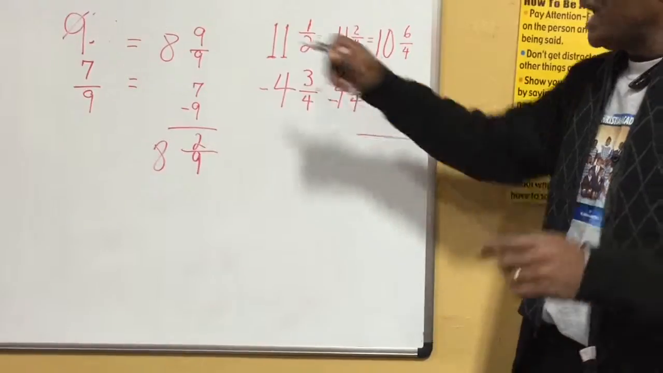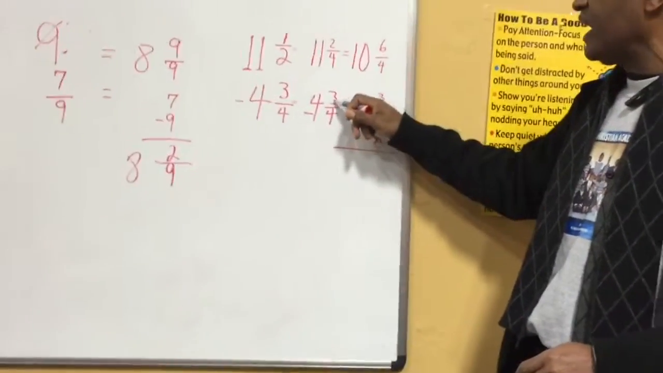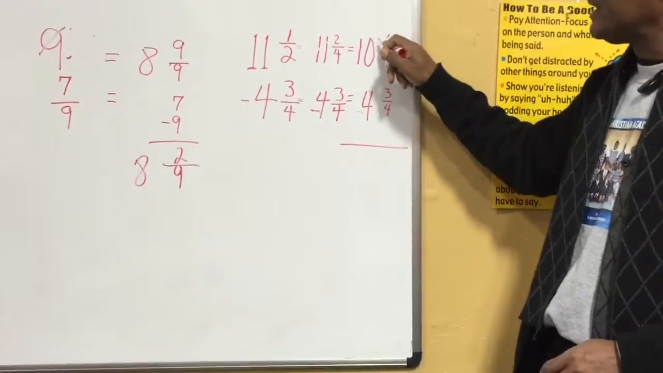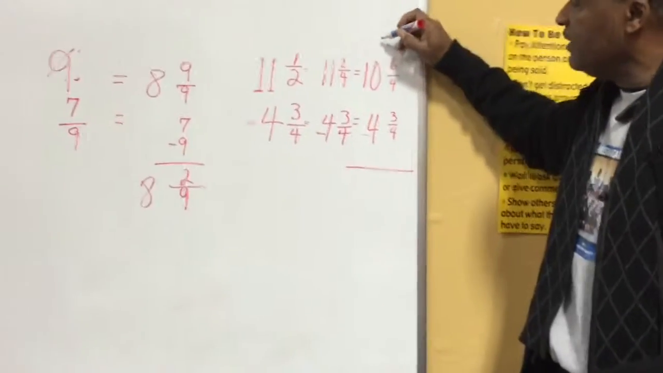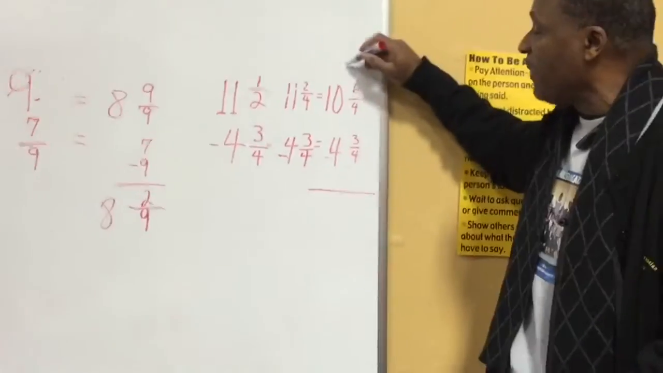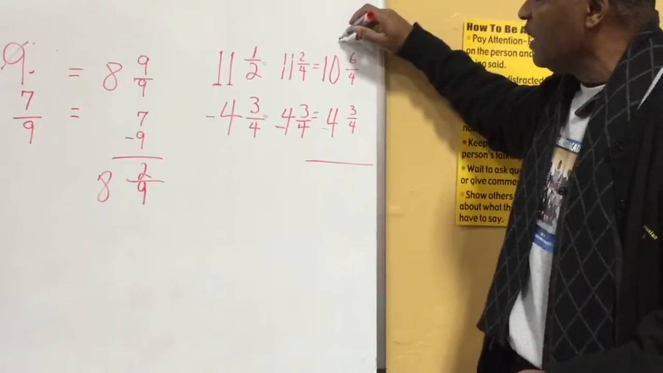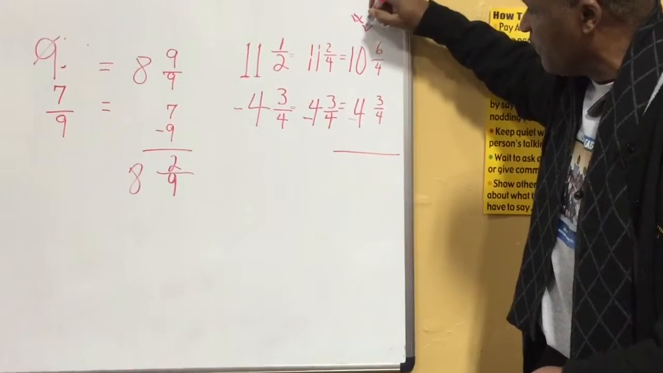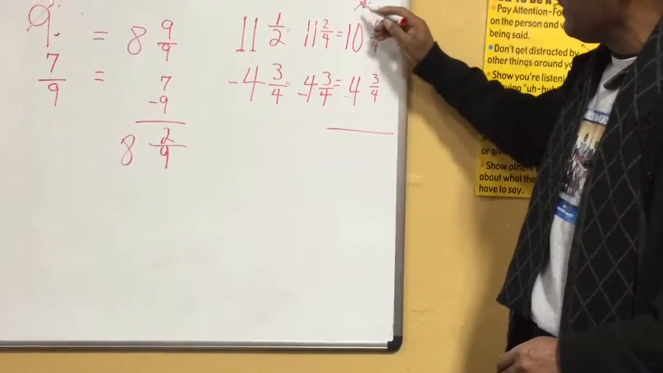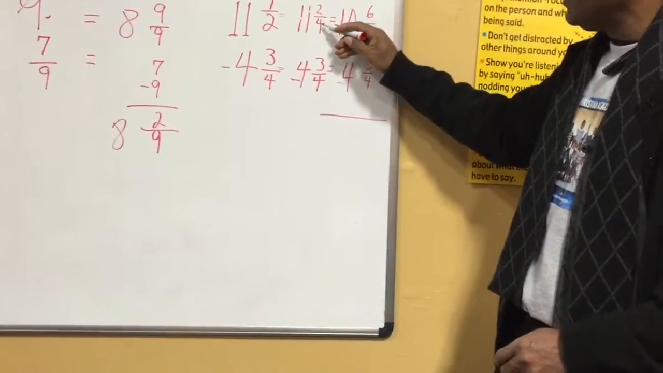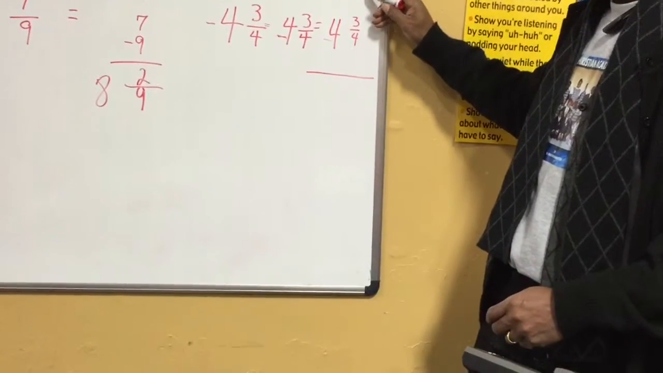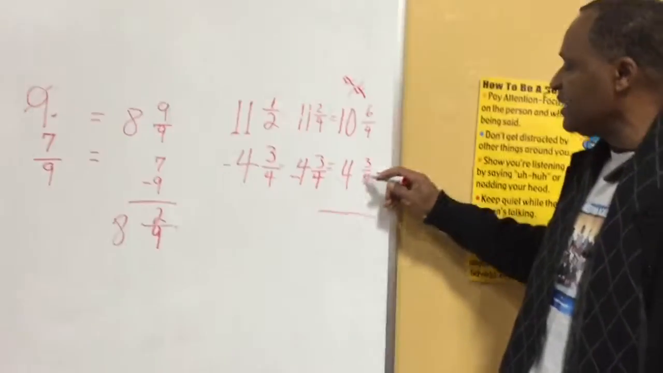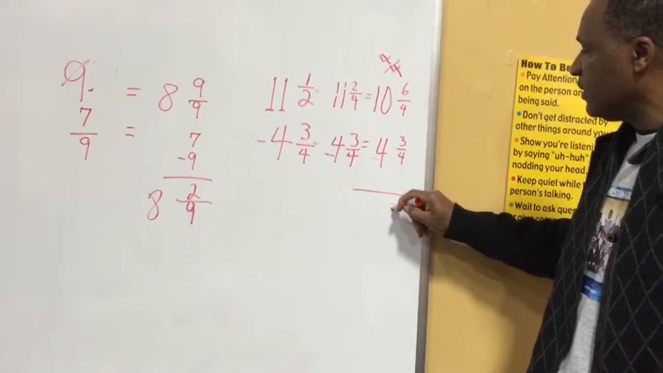Then we're going to do the same thing we did over here. We're going to borrow because we can't take 3 from 2. So I'm going to borrow from the 11. We'll make that 10, and the amount we take out we make into a fraction. That's a 4, right? So we take a 4 over 4 out of that, and then add that 4 over 4 to the 2 over 4, and that becomes 6 over 4 minus 3 over 4, and 6 minus 3 ends up being 3, right?